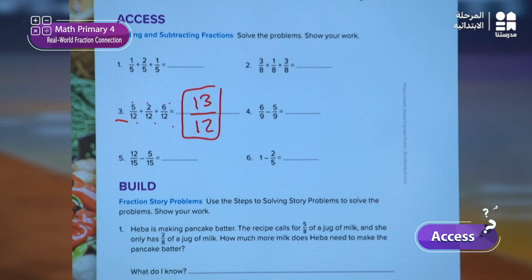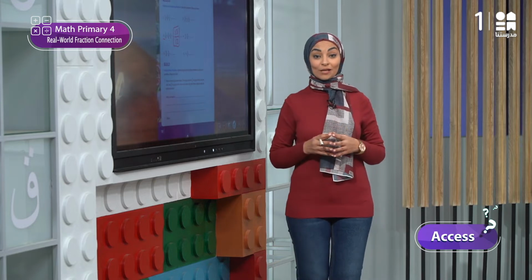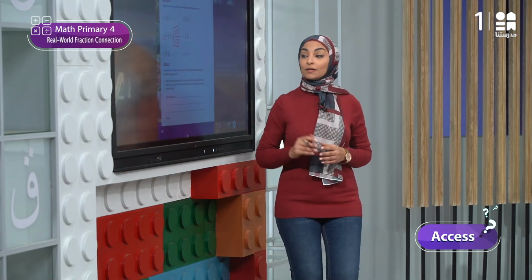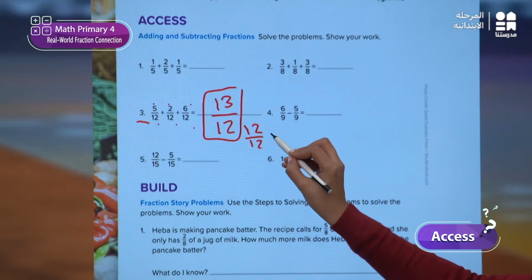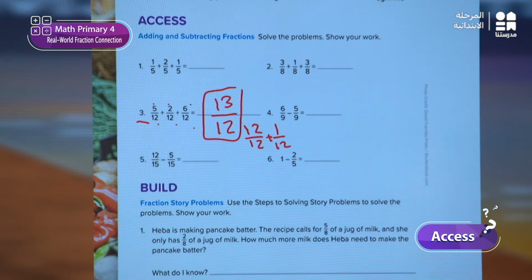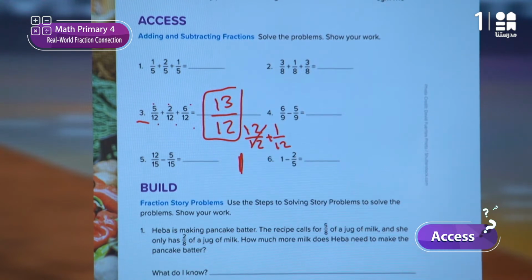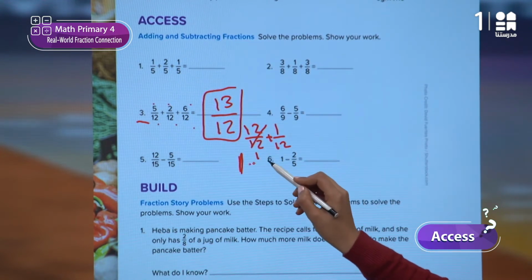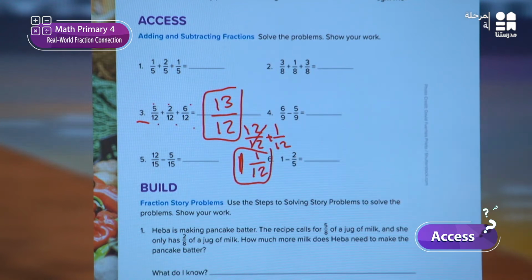طيب في حد ملاحظ حاجة في الفراكشن دي؟ أنا متأكدة إن أنتوا كلكم عارفين إن 13 over 12 is an improper fraction. طيب مش إحنا اتفقنا إن ال improper fraction لازم نخليه mixed number؟ So we will decompose 13 over 12. ممكن أعملها 12 over 12 plus 1 over 12, right? Okay, طيب يبقى 12 over 12 is a whole 1 and 1 over 12. So the mixed number is 1 and 1 over 12.